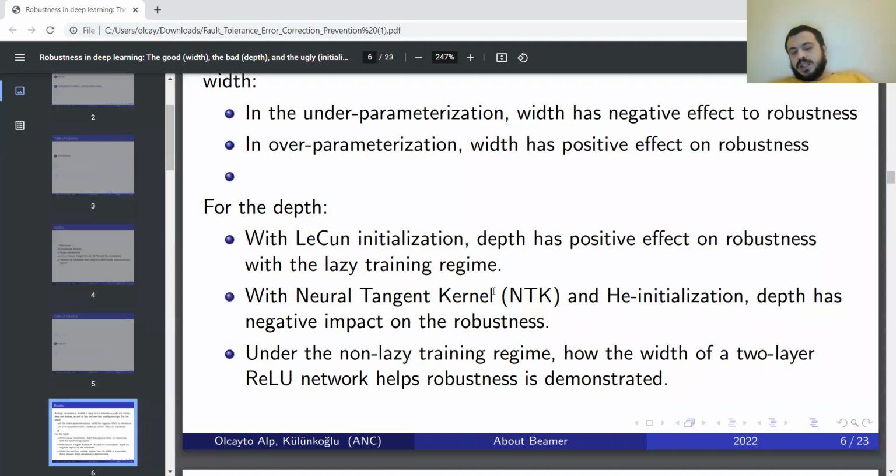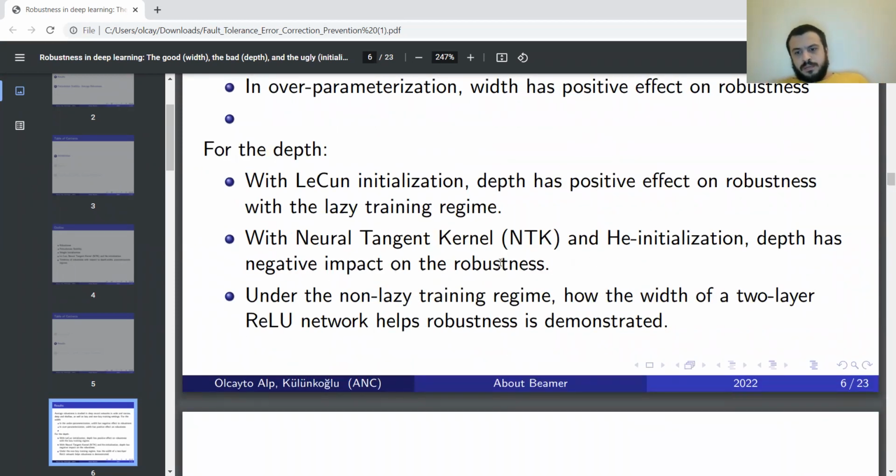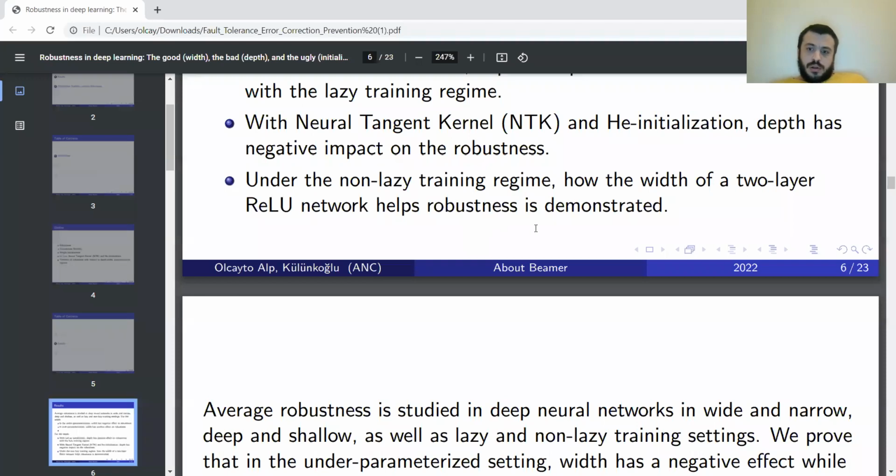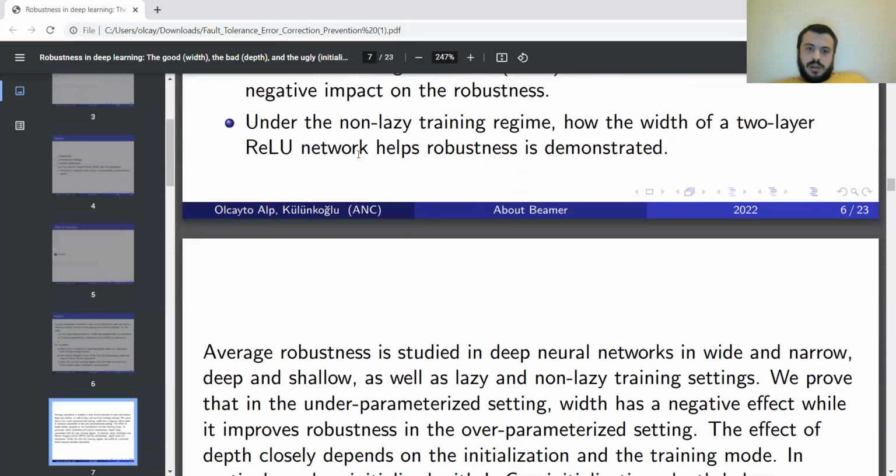For the non-lazy training regime, and I will define what lazy training is, lazy training regime intuitively is when the trainable parameters do not change fast, as I understand it. For these two initializations, depth has a negative impact on robustness. So as the number of layers increases, the robustness is hurt.